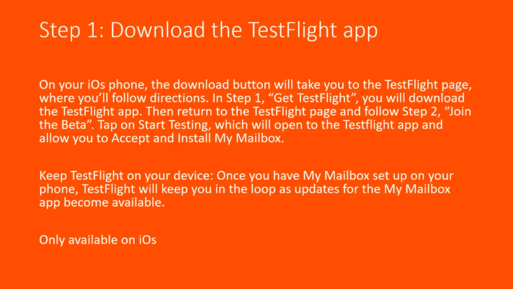In Step 1, Get TestFlight, you will download the TestFlight app. Then return to the TestFlight page and follow Step 2, Join the beta. Tap on Start Testing, which will open the TestFlight app and allow you to accept and install My Mailbox. Keep TestFlight on your device. Once you have My Mailbox set up on your phone, TestFlight will keep you in the loop as updates for the My Mailbox app become available. Remember, this is only available right now on iOS.